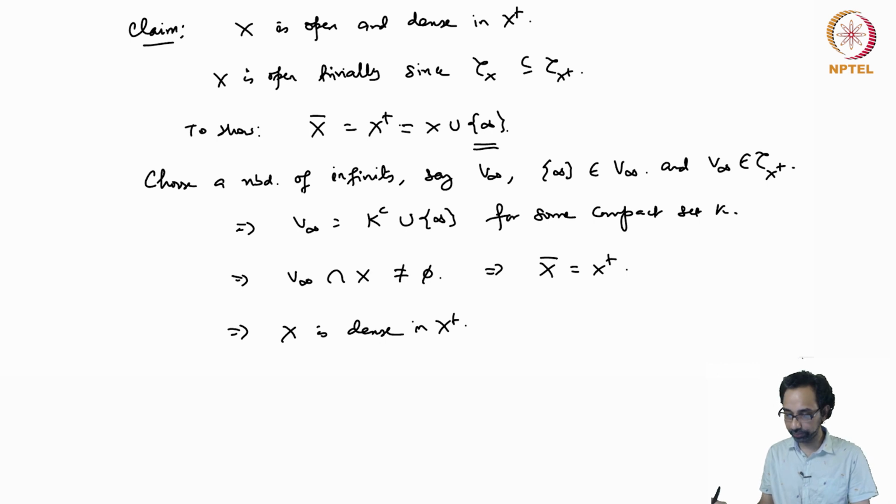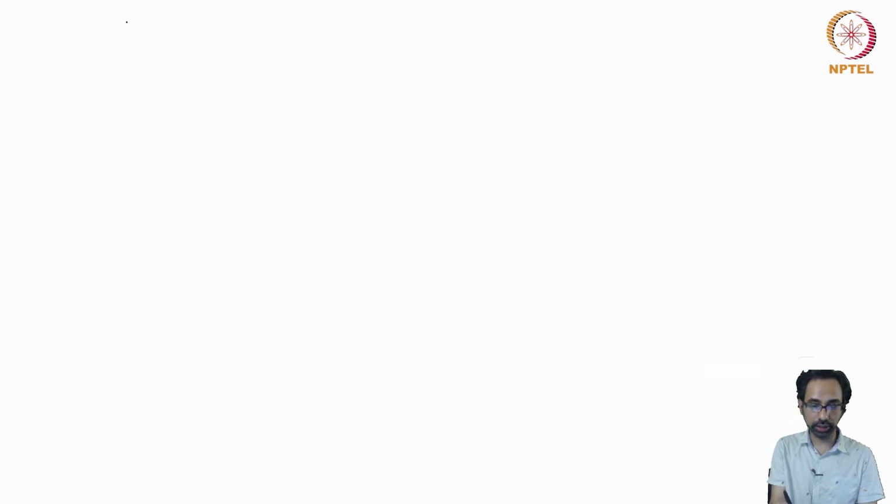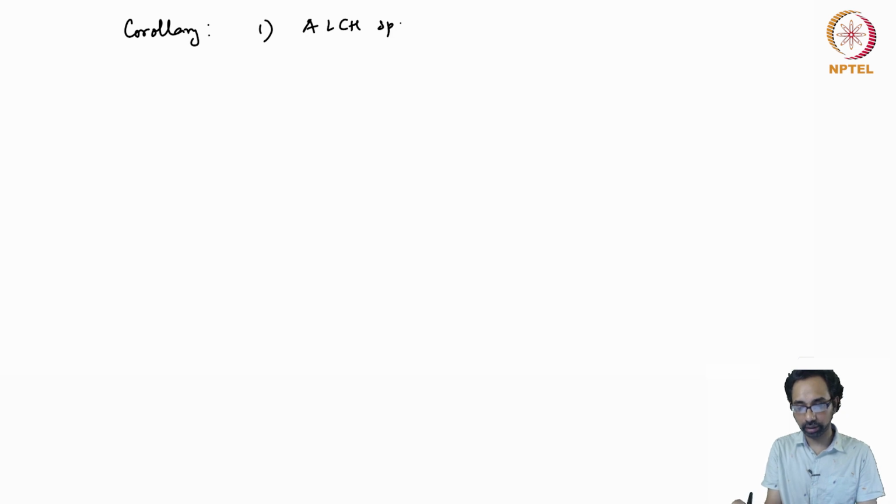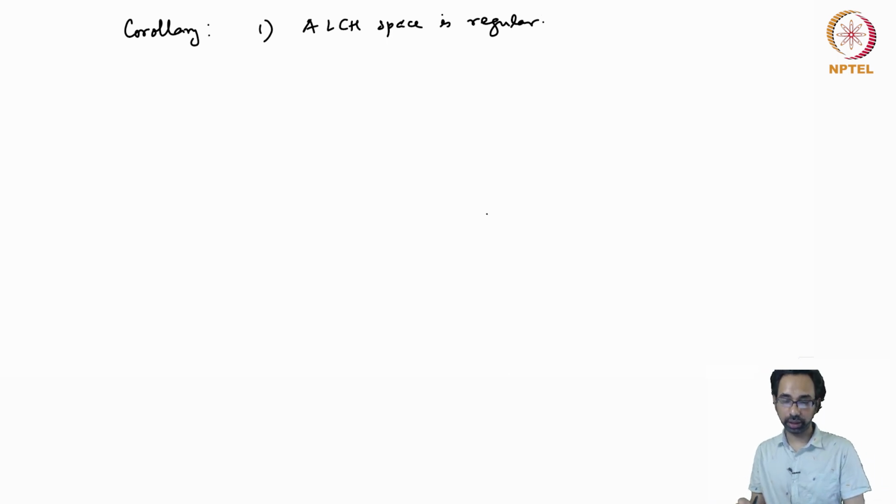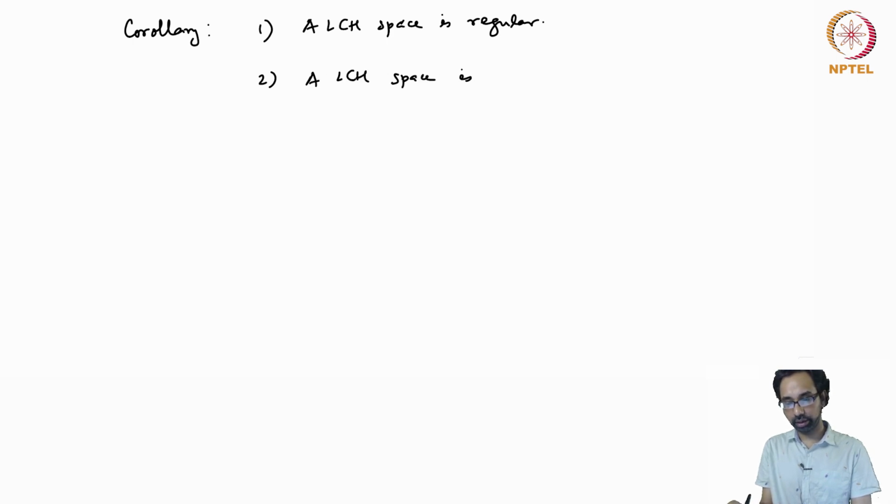So with this we have the immediate corollaries. The first one is that a locally compact Hausdorff space is regular, because it can be seen as a subspace of a regular space. The second one is that a locally compact Hausdorff space is Baire. We have seen that open subspaces of Baire spaces are Baire, so a locally compact Hausdorff space is Baire.